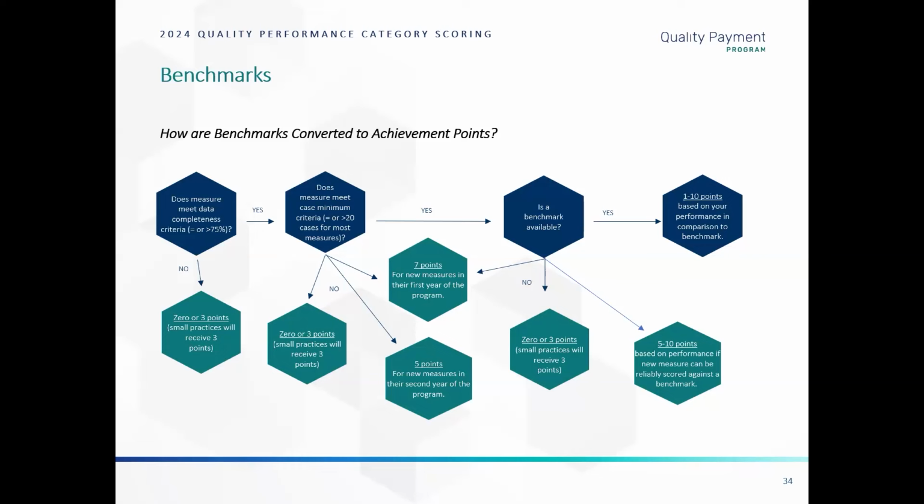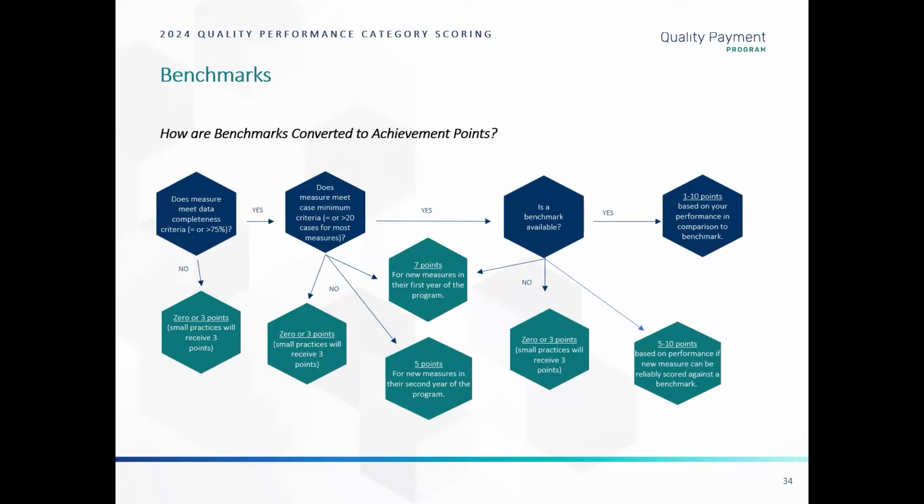And I just want to note that for new measures in the program, there are achievement points. So for the first year a new measure is in the program, they receive 7 points. And if the new measure is in its second year in the program, it receives 5 achievement points.